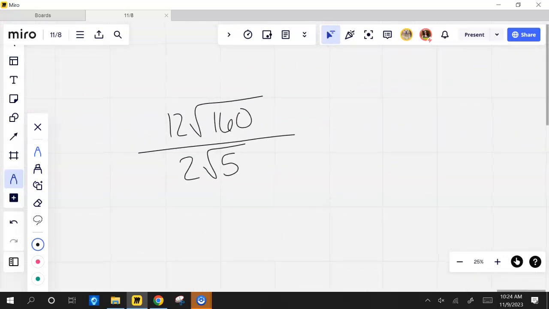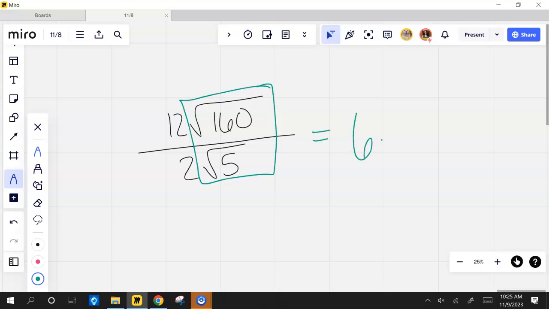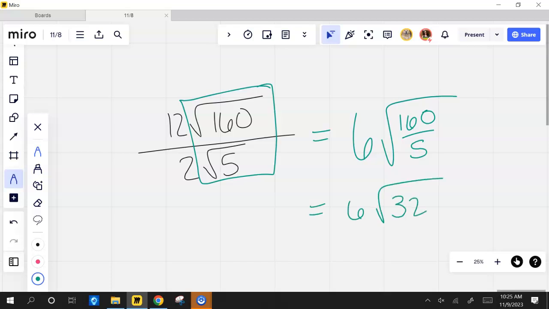Here, part of the issue is because I'm dividing by a square root, right? We talked about multiplying the top and the bottom by the square root of 5, but really I don't have to do that here, since these are both under the same radical. I could make this 12 divided by 2, which is what? 6. Then I could put both of these under the same radical so that 160 divided by 5 is what? 32? Is that right?